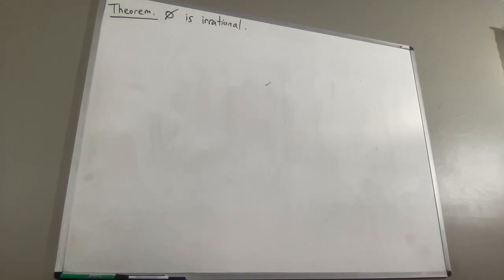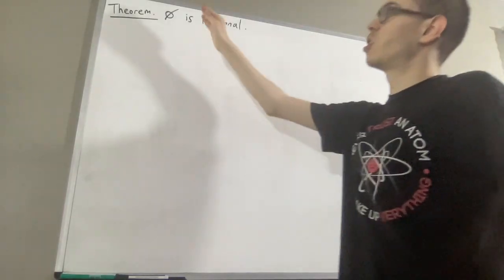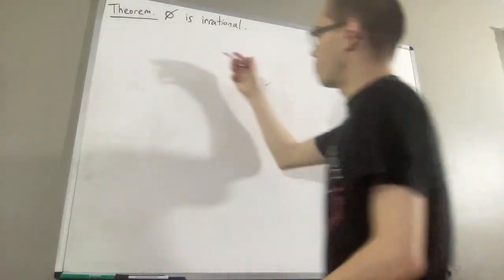Hello! In this video, we're going to prove the following theorem. The golden ratio is irrational. Now, by definition, the golden ratio is equal to (1 + √5)/2.